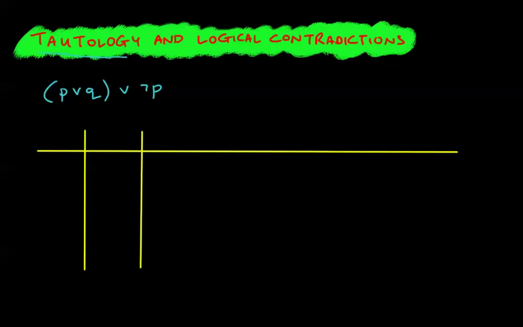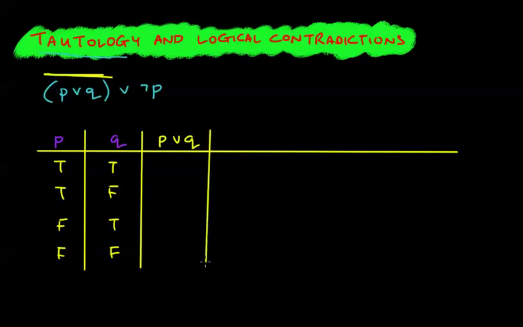Now we always start with P and Q first. Now let's fill those values in. True, true, true, false, false, true, false, false. And right now, let's think about what we need to work out first. Now it's up to you where you start, really. I'm going to start with a bracket. Okay, so I'm going to work out P or Q, and okay, let's do that now.